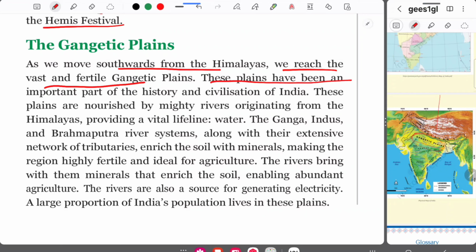These plains have been an important part of the history and civilization of India. These northern plains are all plain area, and you will not see any mountains or anything here.